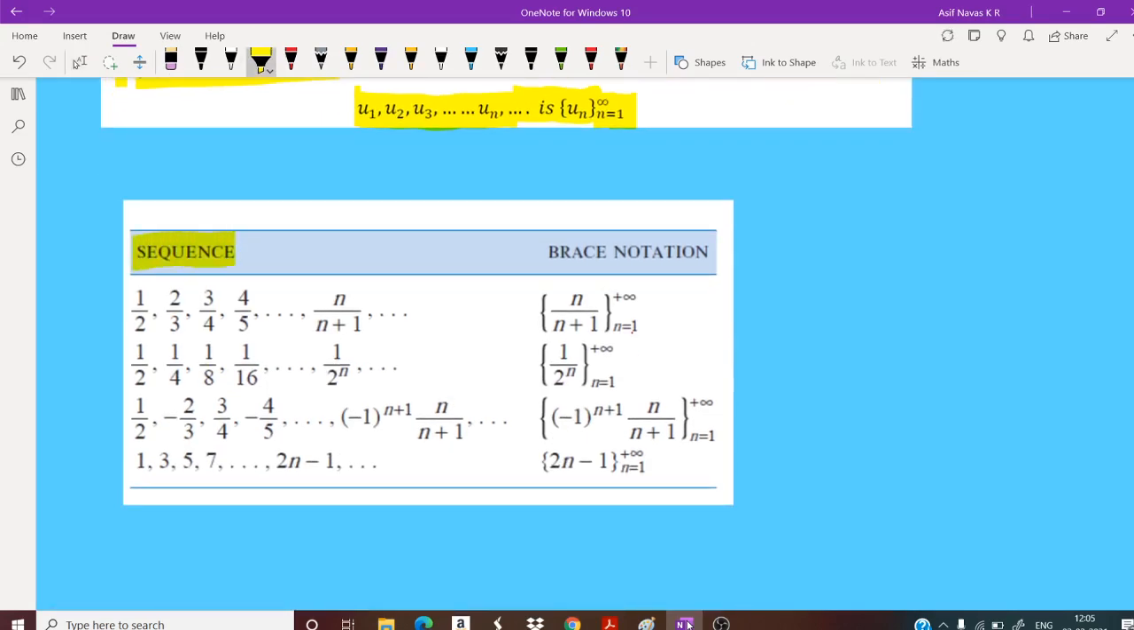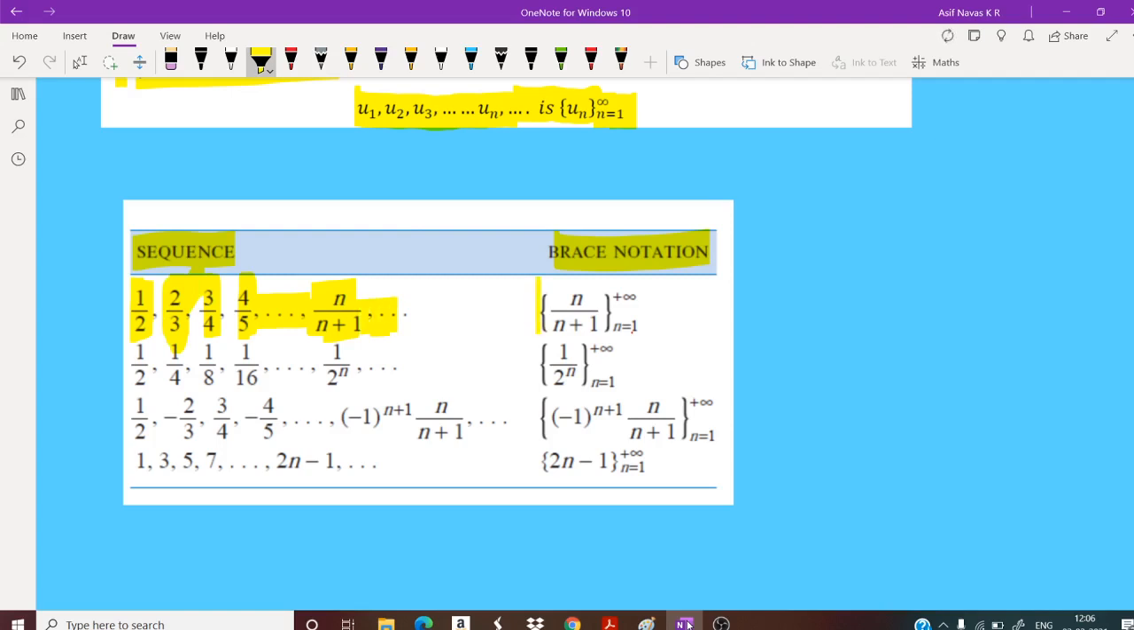So first example, sequence and their notation. 1 by 2. Here the first term is 1 by 2, second term is 2 by 3, third term is 3 by 4, fourth term is 4 by 5, and so on. In general, the nth term is n by n plus 1. That means if n equal to 1, we will get 1 by 1 plus 1, that is 1 by 2. N equal to 2, we will get 2 by 2 plus 1.